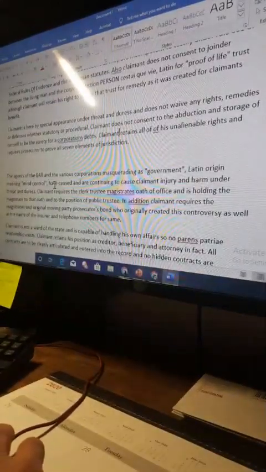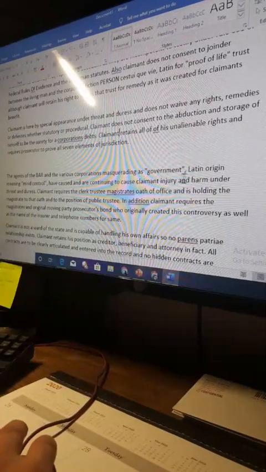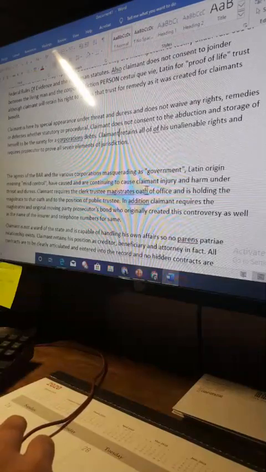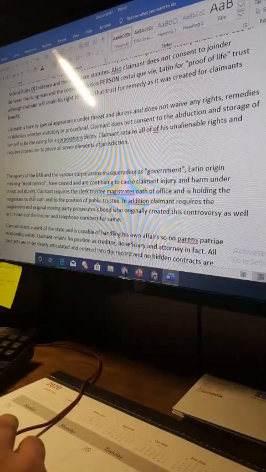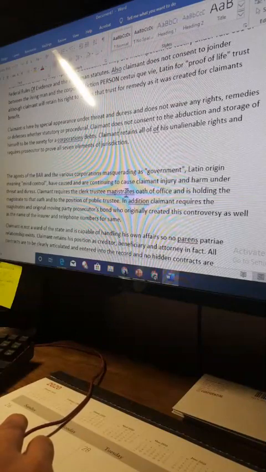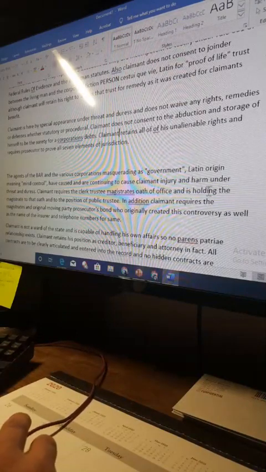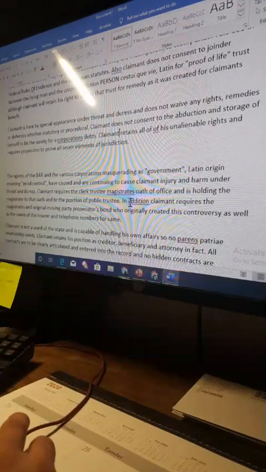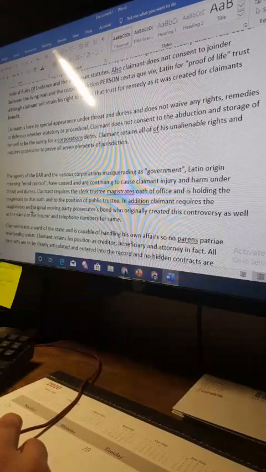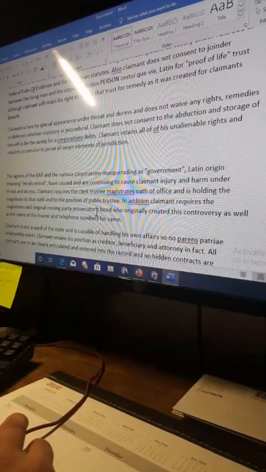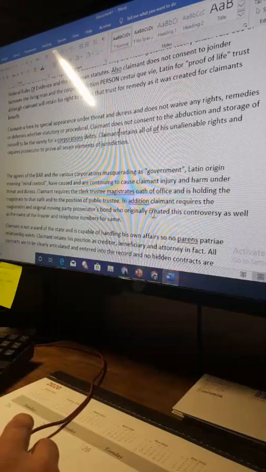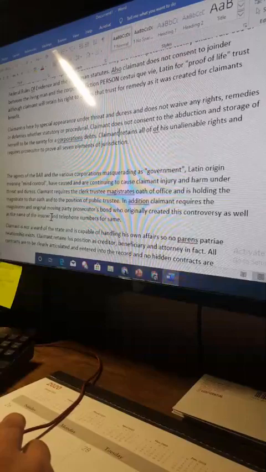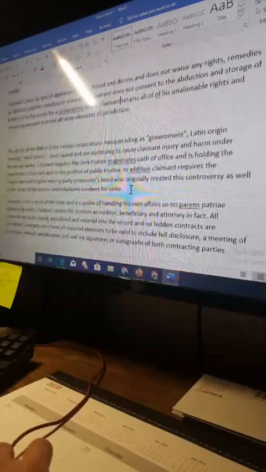The agents of the bar and the various corporations masquerading as governments, Latin origin meaning mind control, have caused and are continuing to cause claimant injury and harm under threat and duress. Claimant requires the clerk trustee magistrate oath of office and is holding the magistrate to that oath of office and to the position of public trustee. In addition, claimant requires the magistrate and original moving party prosecutor's bonds who originally created this controversy, as well as the name of the issuer and telephone number for the same.